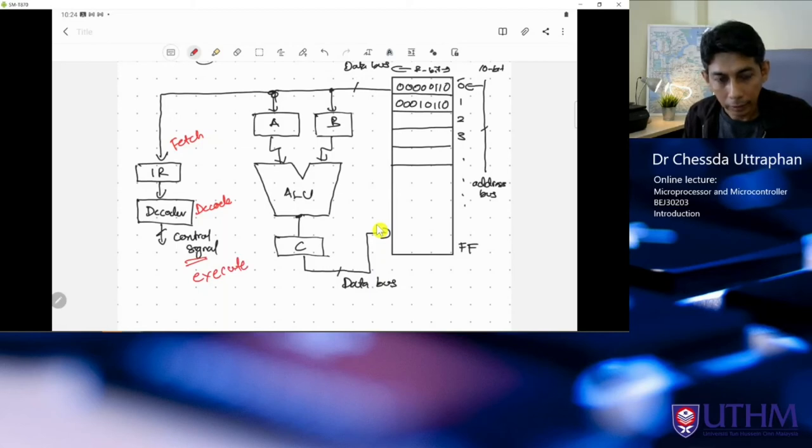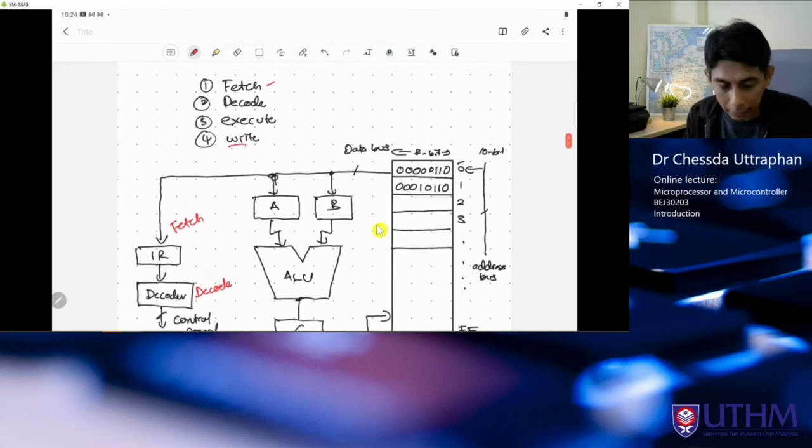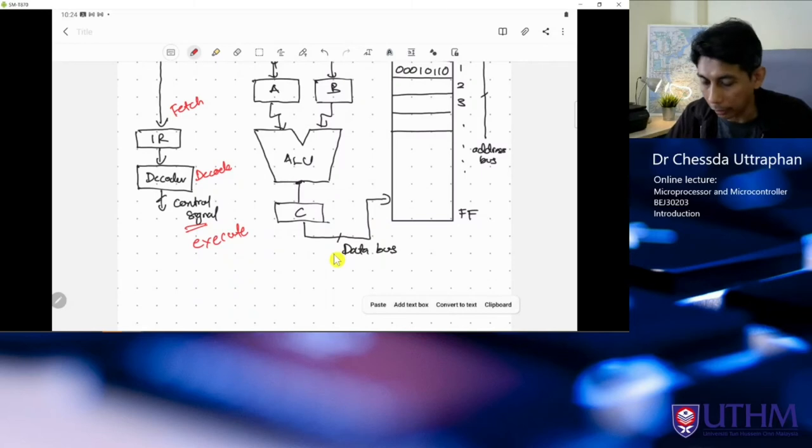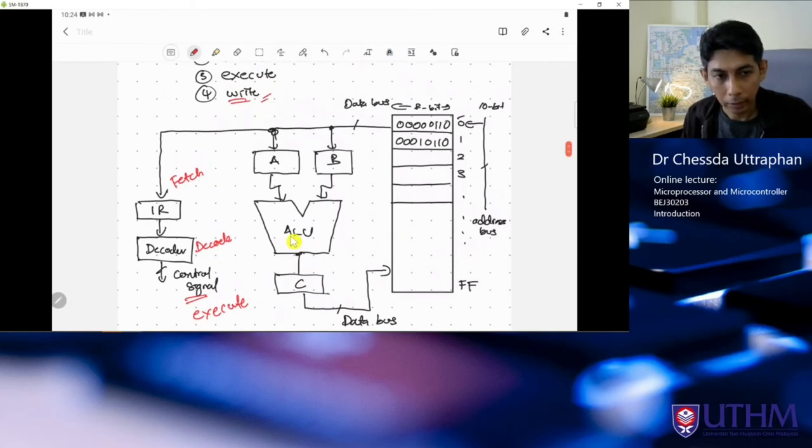And the last operation is write, which means that we write the data maybe back to the memory or to the register. It depends on how we design our microprocessor. So that is the operation for the microprocessor to perform or execute one instruction: fetch, decode, execute, and write. This is the basic one. For a complicated microprocessor, you may have more operations.